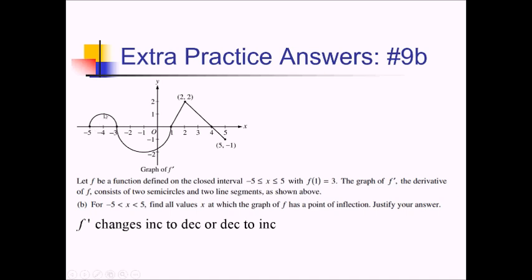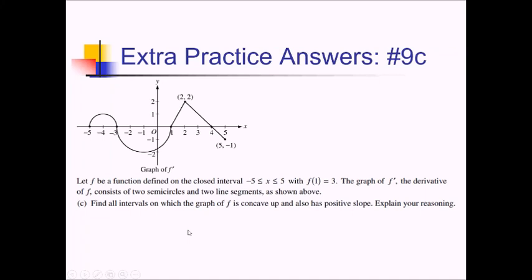We have a horizontal tangent here at -4, so there's one spot. Also, we have a direction reversal down here at -1. We went from decreasing to increasing. And finally, up here at this corner, we went from increasing back to decreasing, so at x equals 2. Since f prime reverses direction at all these values, it follows that f has points of inflection at these 3 x values.